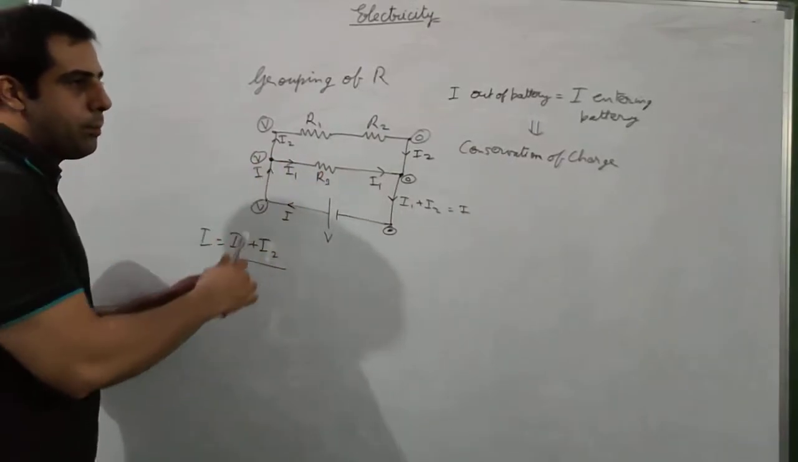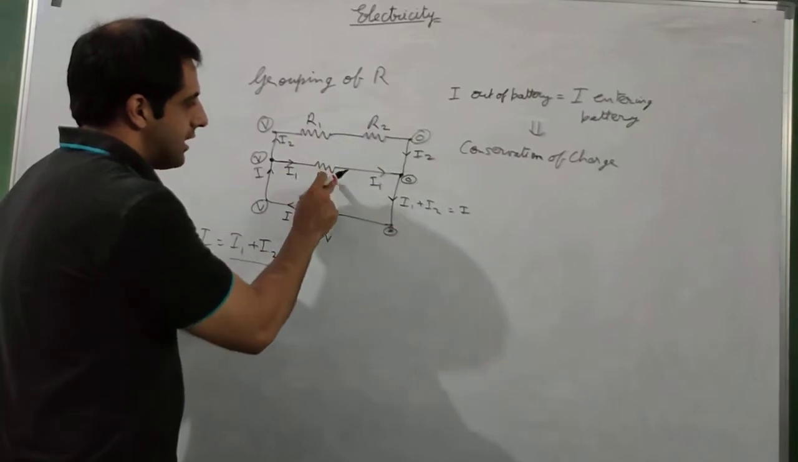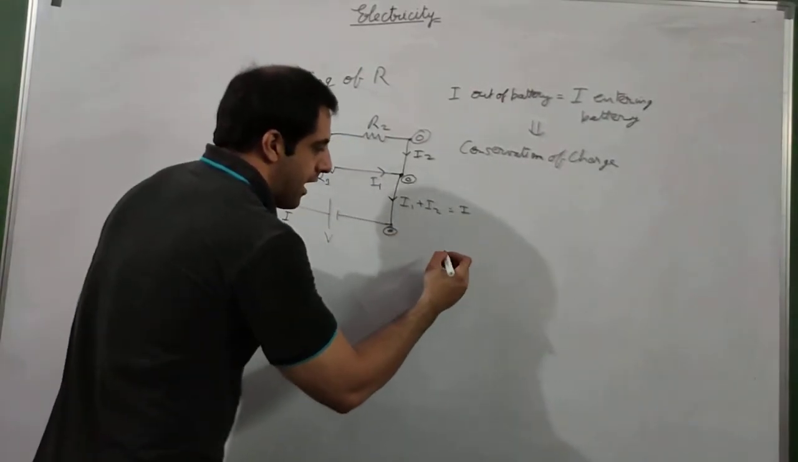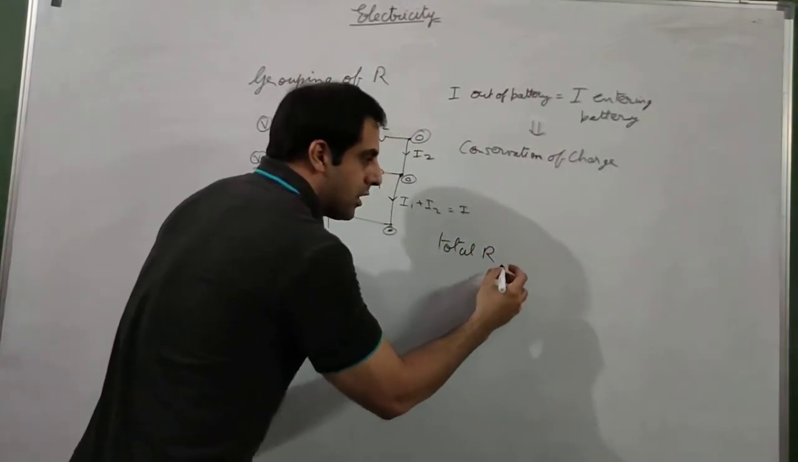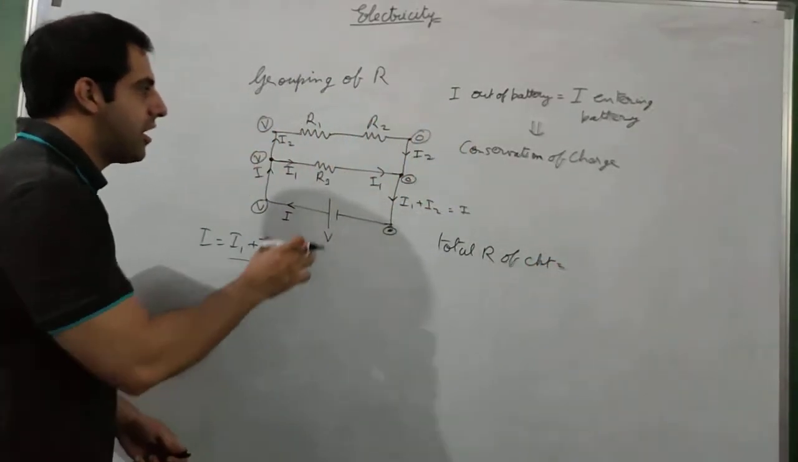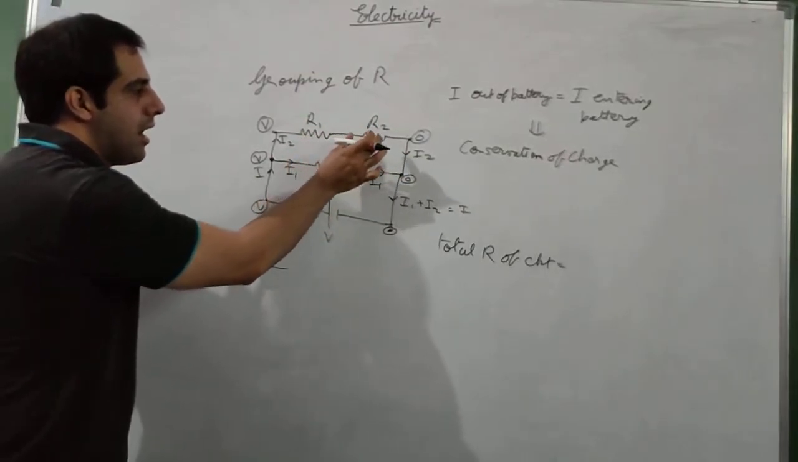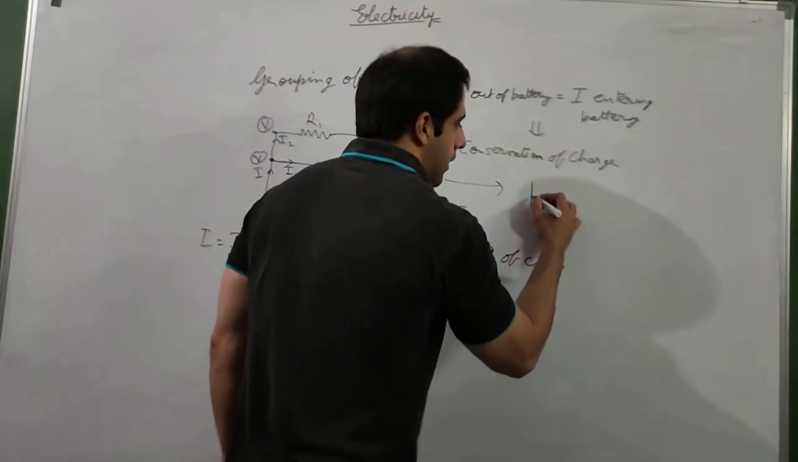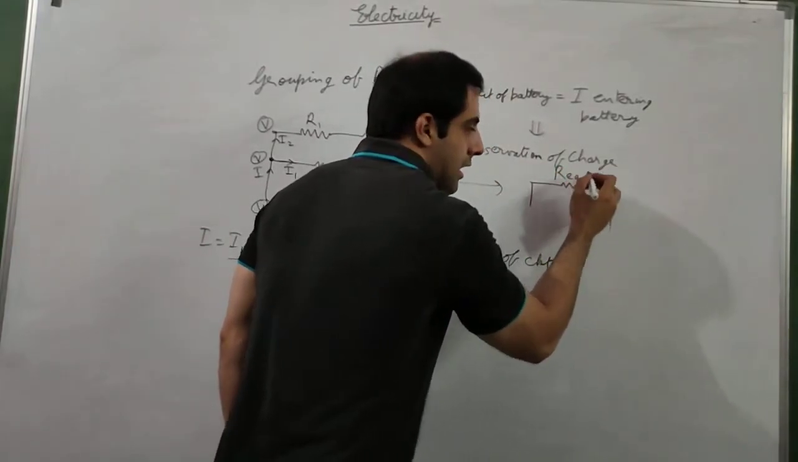Now this is the grouping of resistors. When grouping of resistors is done, you see that there are R1, R2 and R3, three resistances. So if I ask you what is the total R of the circuit, what are we calculating? We are calculating the total resistance of the circuit. That means we are combining R1, R2 and R3 and replacing them with one Req.